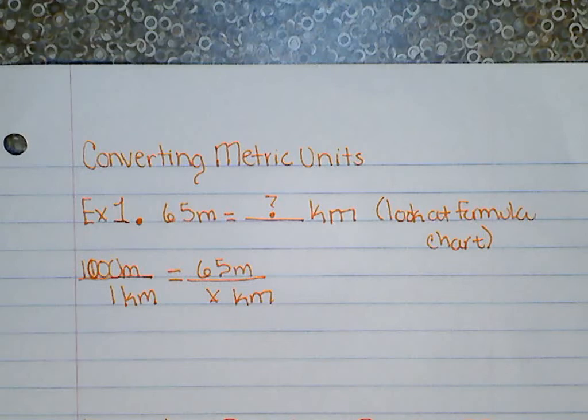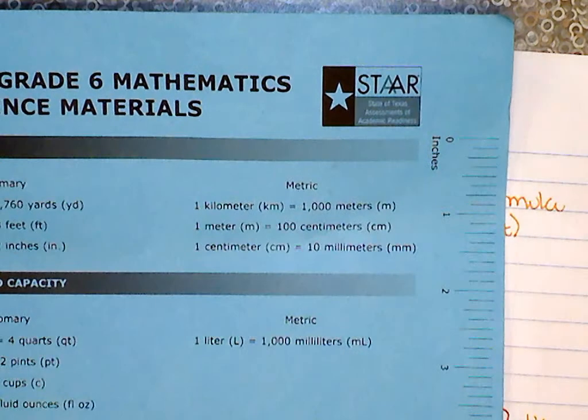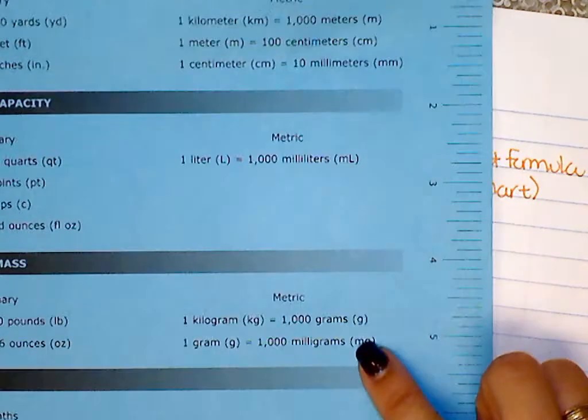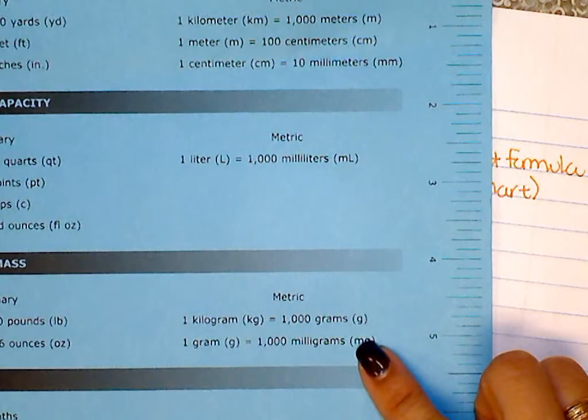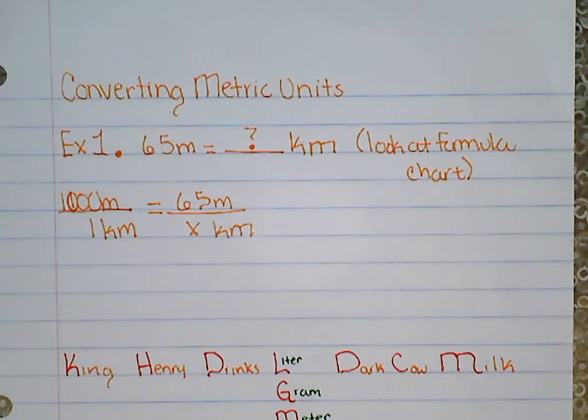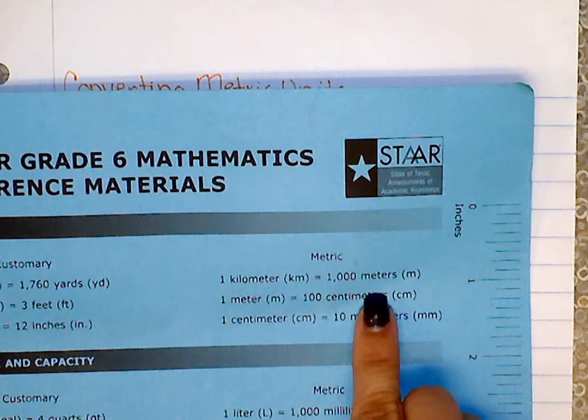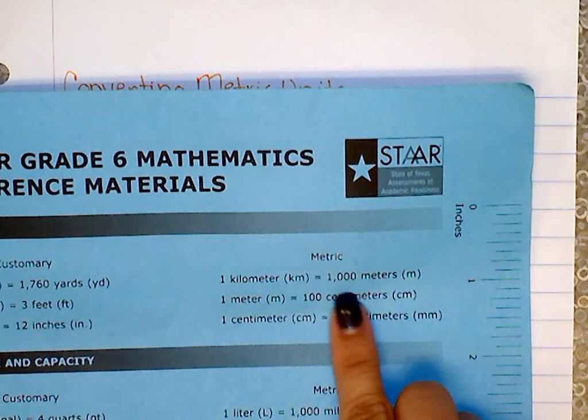Okay, so yesterday we talked about converting metric units. If we look at our formula chart, we're looking at all of the metric units. Let's look at one example. We want to convert 65 meters to kilometers. We're going to look at our formula chart and find the relationship between kilometers and meters. For every 1 kilometer, there are 1,000 meters.